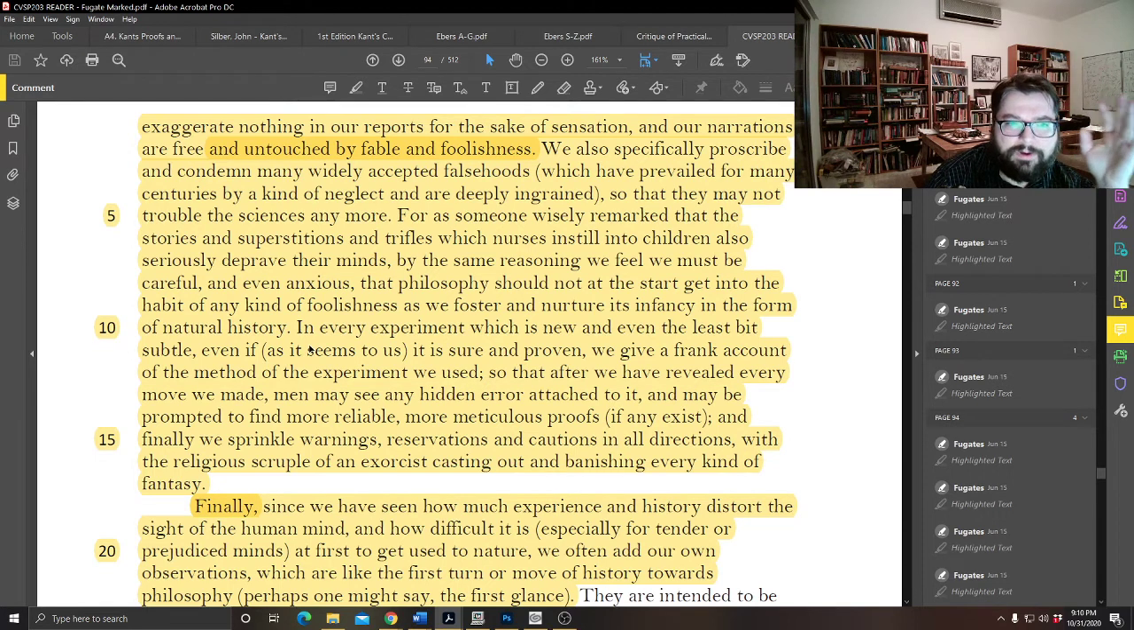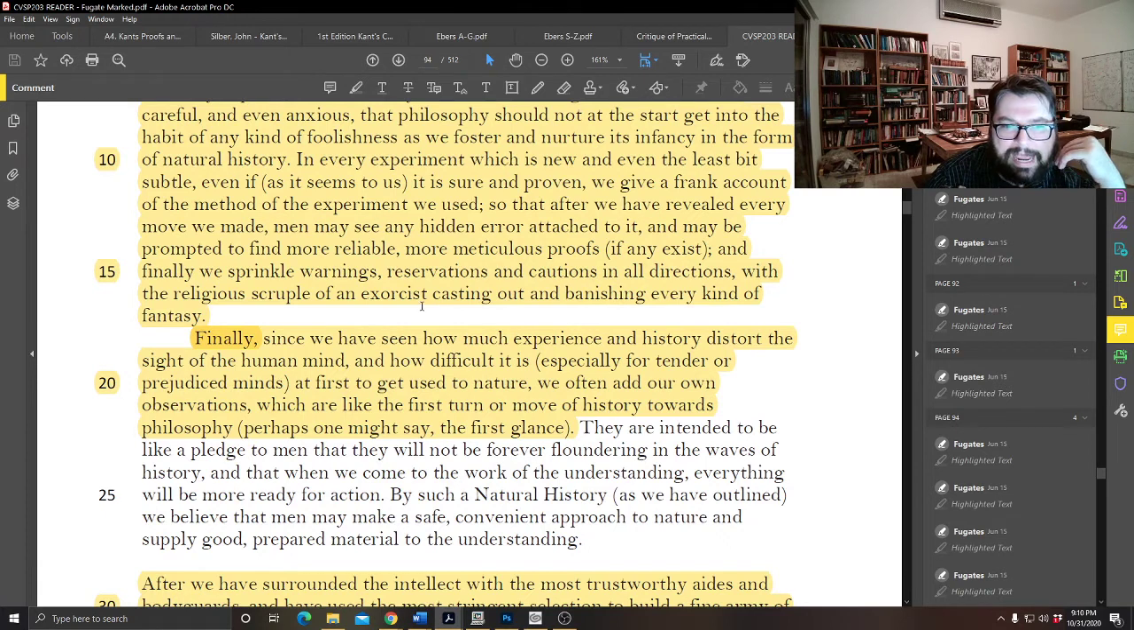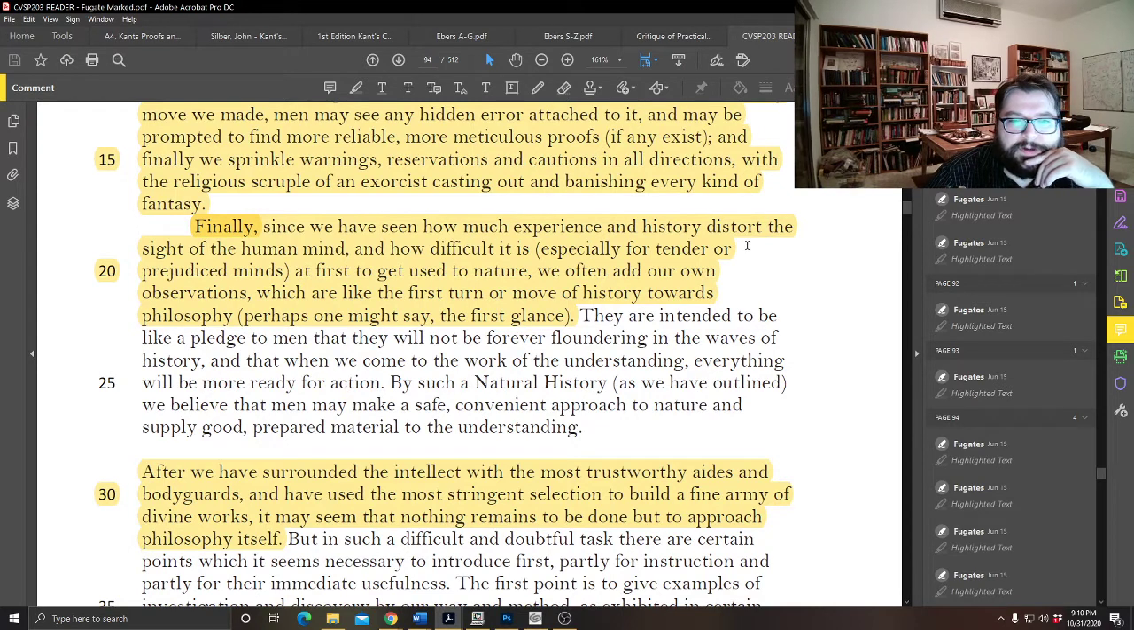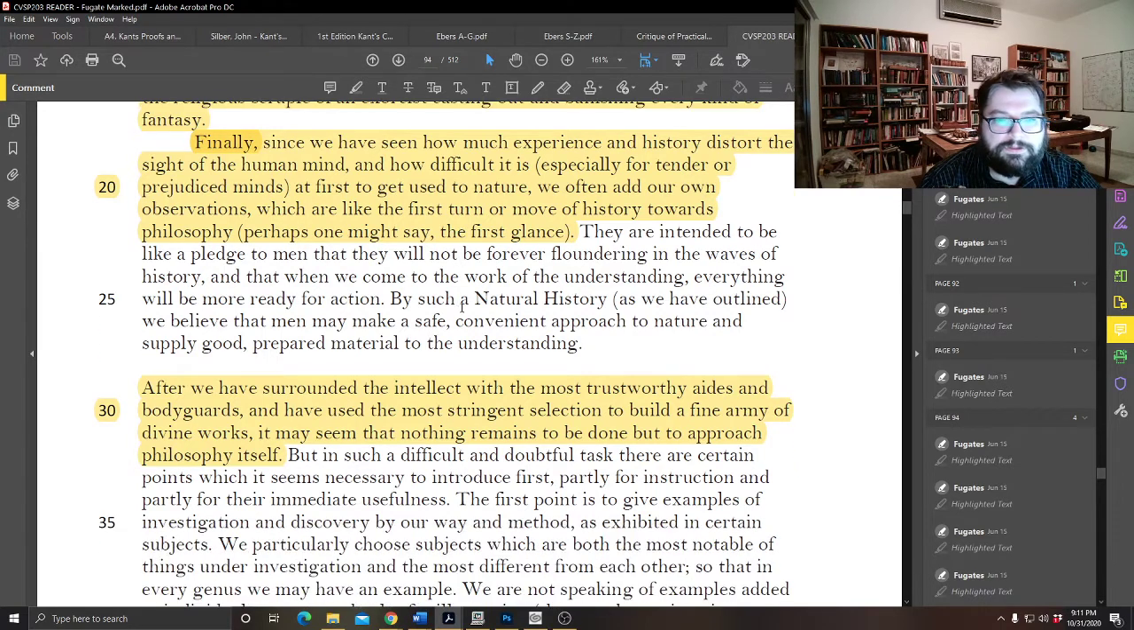It's not about selling books. When we collect natural history and write it down, we should try to be as dispassionate and objective as possible. So we cast away and banish every kind of fantasy. Finally, since we have now such experience in history, since we have seen how such experience distorts the sight of the human mind and how difficult it is at first to get used to nature, we often add our own observations, which are like the first turn or move of history towards philosophy. So he's saying, usually when we write these natural histories, we ourselves try to give theories to explain them without properly undertaking the method, and so we tend to distort those stories that we tell.